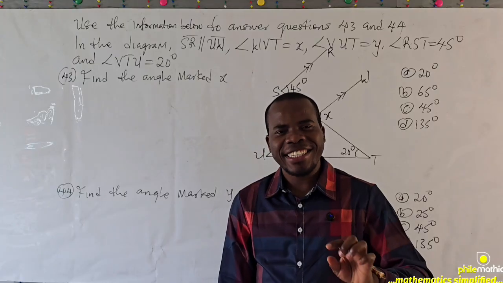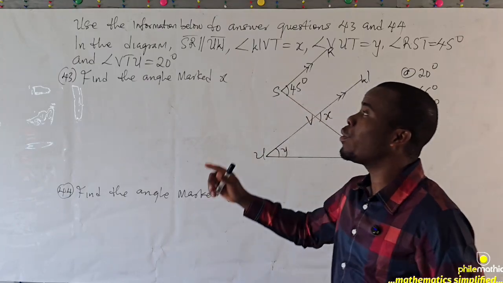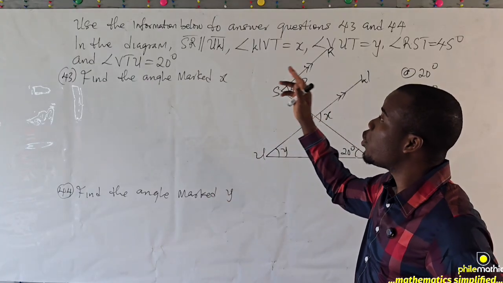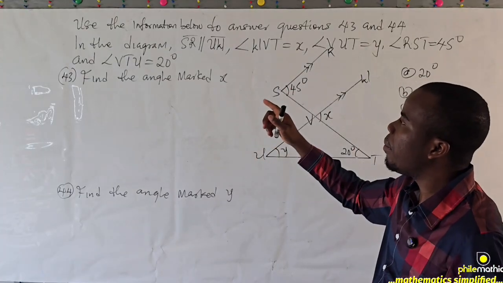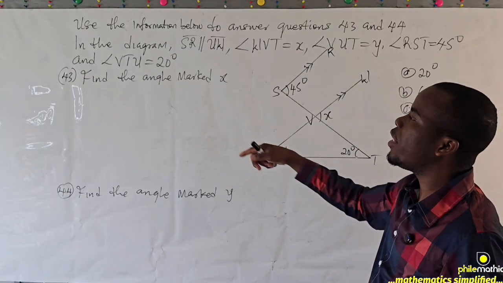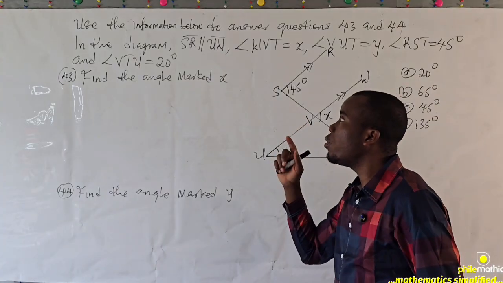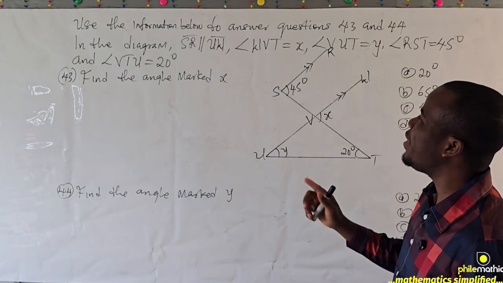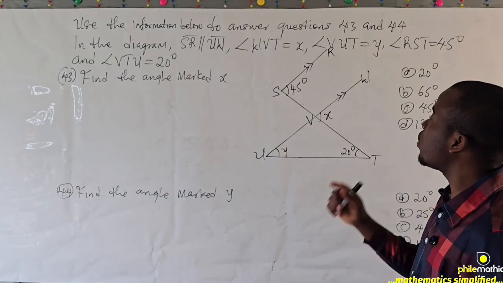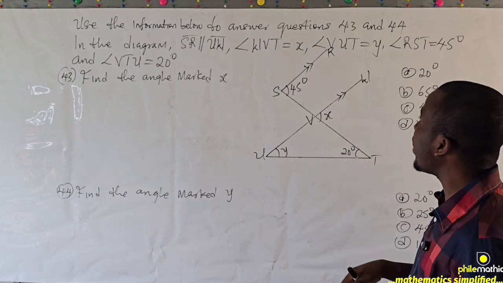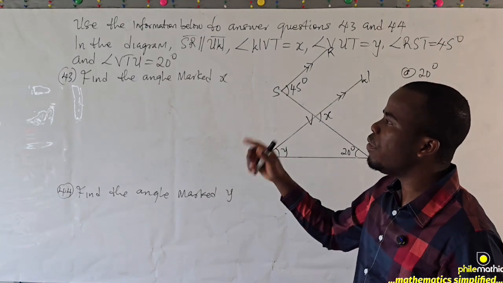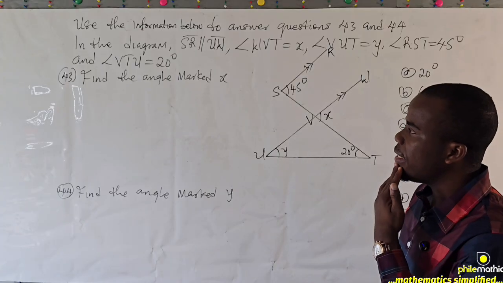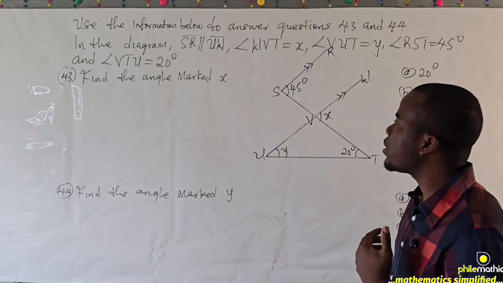For question 43 and 44, we are told to use the information below to answer the questions. In the diagram, line XY arrow is parallel to line UW. Angle WVT is X. Angle VUT is Y. Angle RST is 45 degrees. And angle VTU is 20 degrees. Find the value of X.